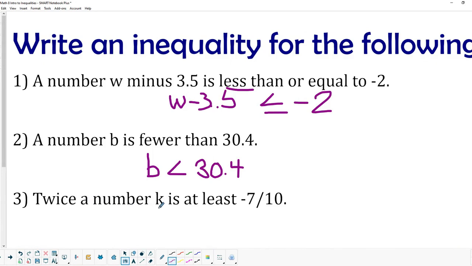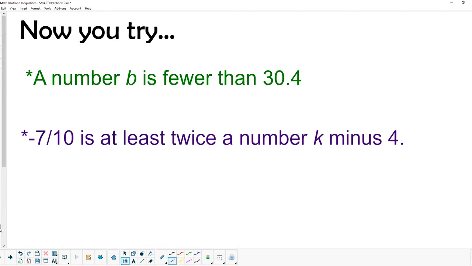Okay, the next one, twice a number k is at least 7/10. So twice a number k means double the number, and then it's at least, which means greater than or equal to -7/10. And I put less than or equal to because at least means greater than, but it could also be equal to. So there's some examples of inequalities that we were able to write just based on these phrases.